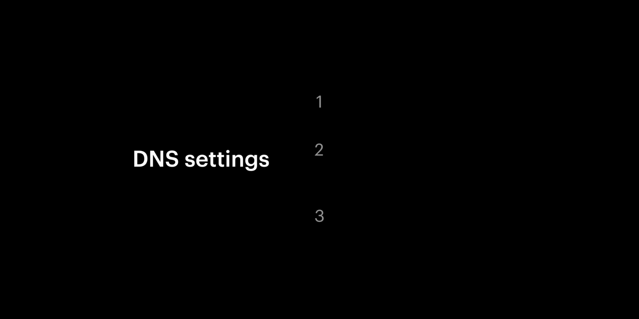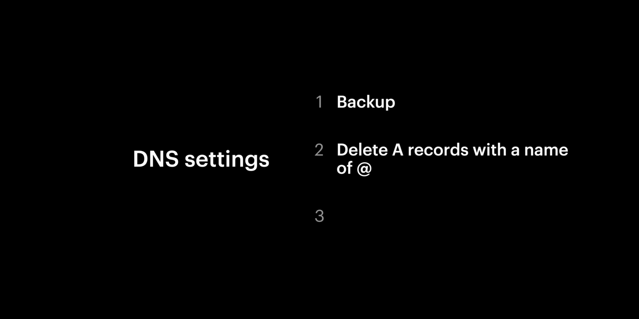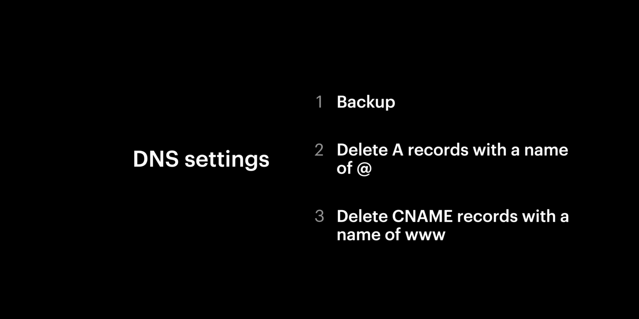Let's quickly recap so that we're on the same page. Number 1, backup. Take a screenshot. Number 2, remove any A records with a name of @. Number 3, remove any CNAME record that shows a name of www.